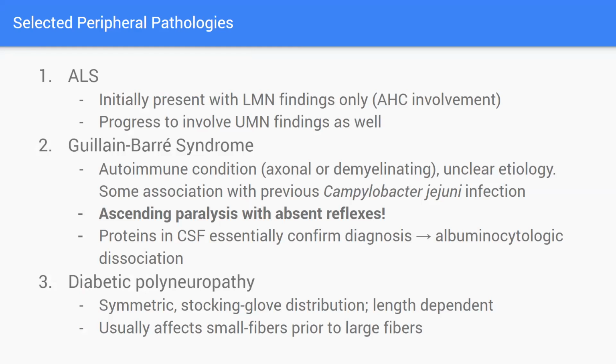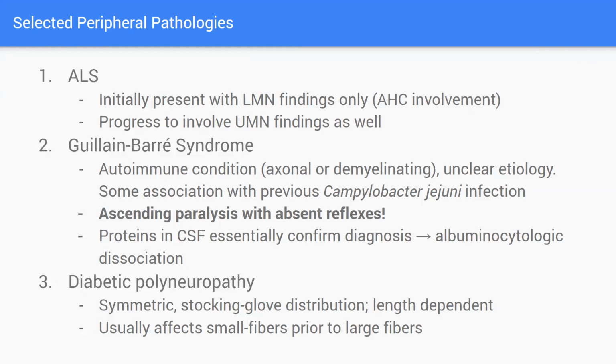And so just to end off here, I'm going to go through some selected peripheral pathologies with patterns that can be useful to recognize for both multiple choice questions, but also in clinical practice later on as you move on into clerkship.